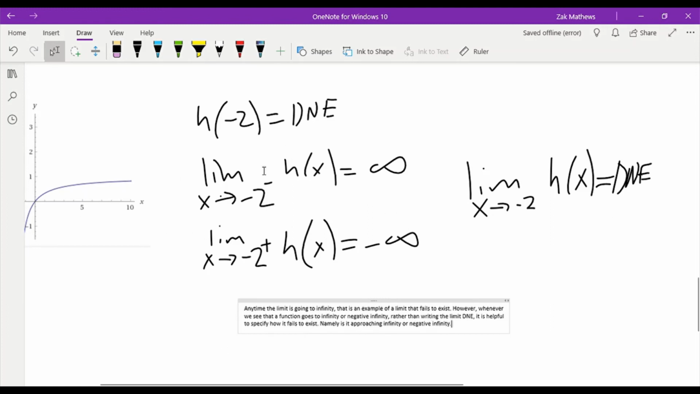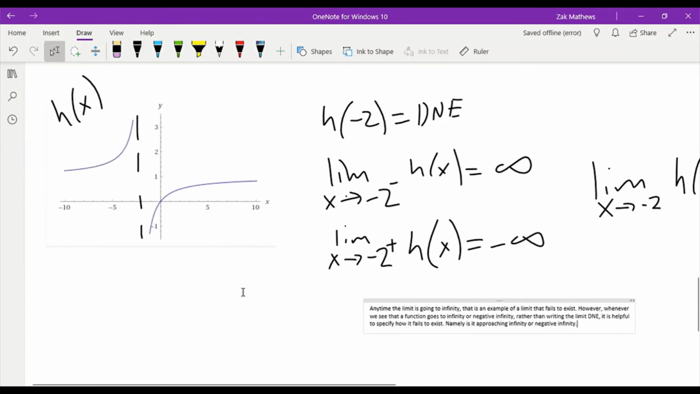Really in the back of my mind, I see these and I say, hey, that limit doesn't exist. Those are saying it does not exist. But I've specified where it is going because that more information is always useful. So anytime we see that it's going to infinity, it is a good idea to write that it's infinity, just so we know that those limits actually fail to exist.